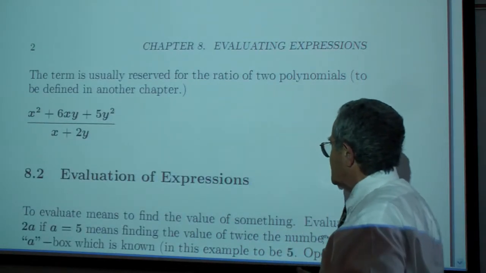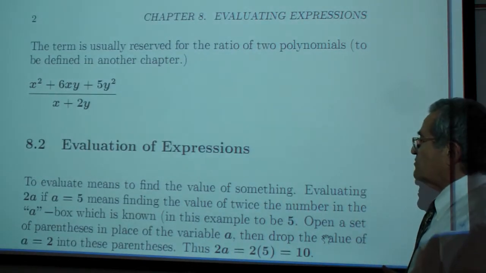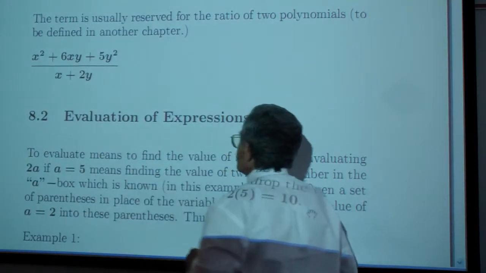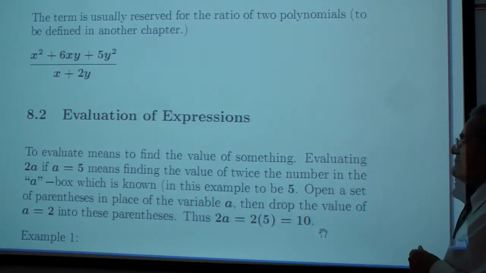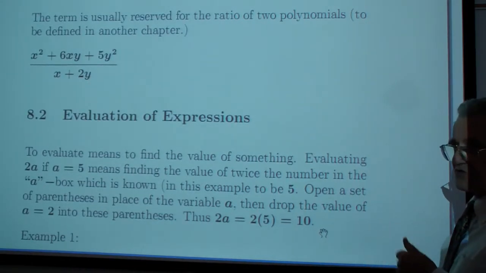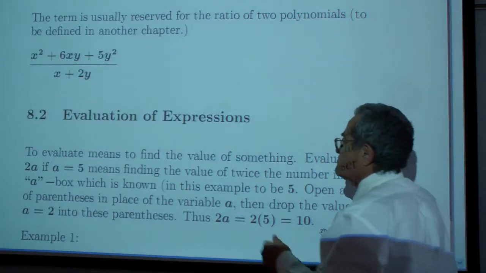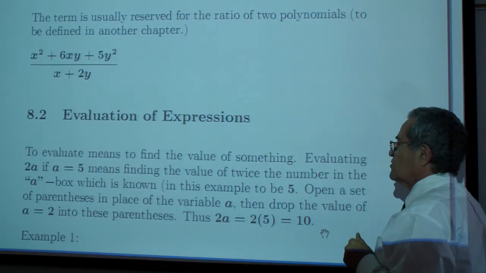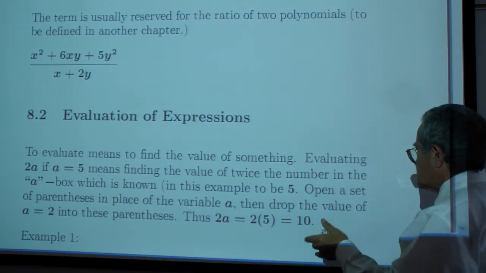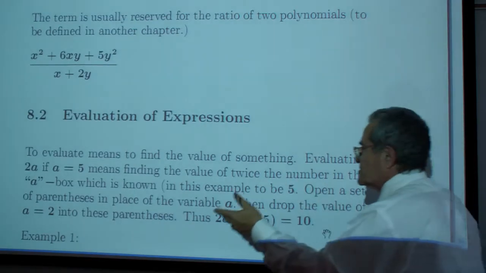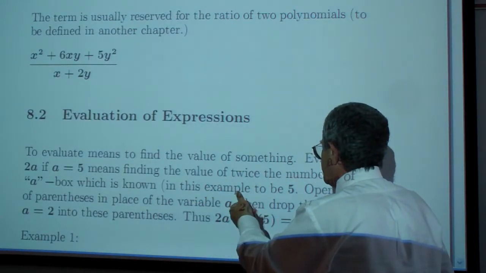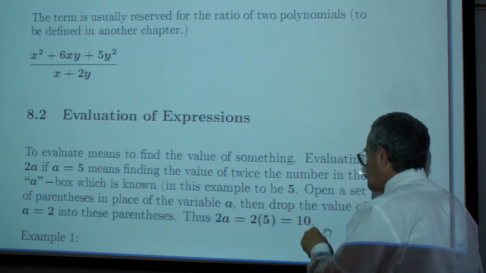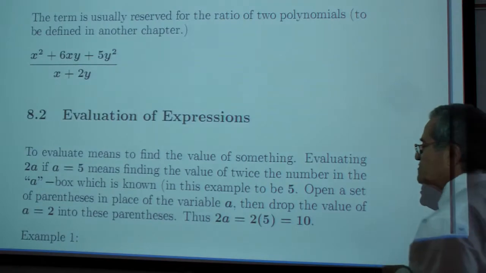Now how do we evaluate rational expressions or expressions in general? To evaluate means to find the value of something. Evaluating 2a, which means 2 times a, if a is 5, means finding the value of twice the number in the a box, which is known in this example to be 5. Open a set of parentheses in place of the variable a, like 2 times, open parentheses, drop in the variable and do your computation.